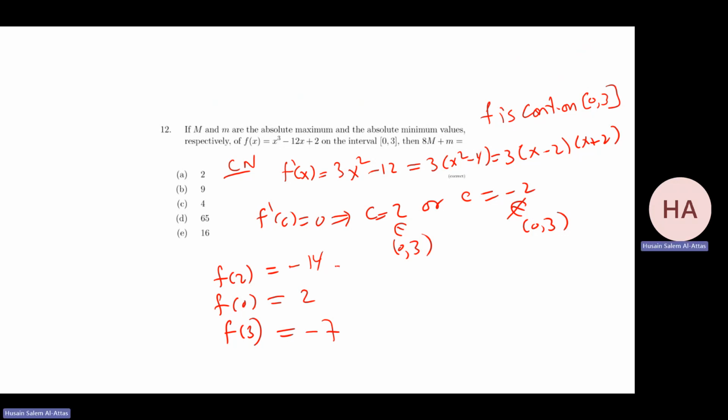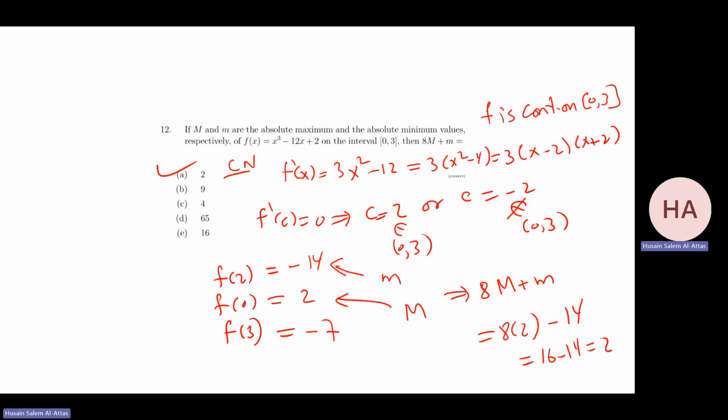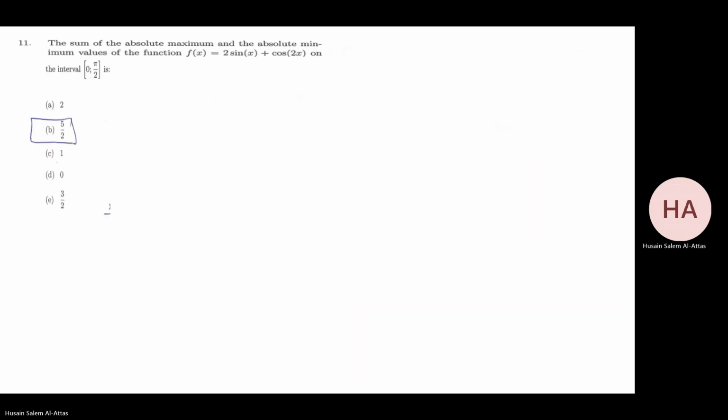Okay, so this is small m, and this is capital M. So 8 capital M plus small m will be what? 8 times 2 minus 14, 16 minus 14, and that is 2. So this is the answer: the sum of the absolute maximum and absolute minimum for this function, since it's continuous, on this interval.